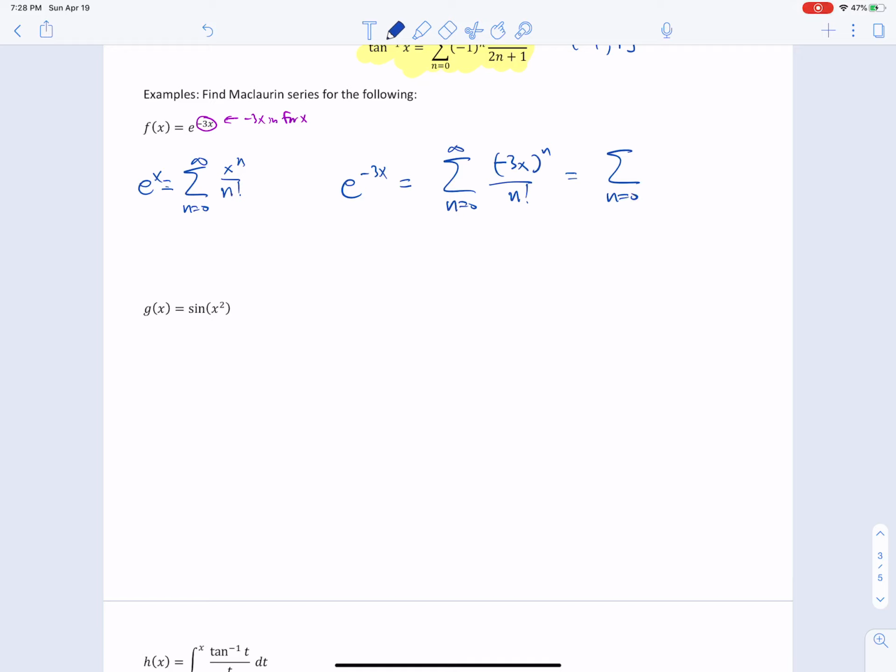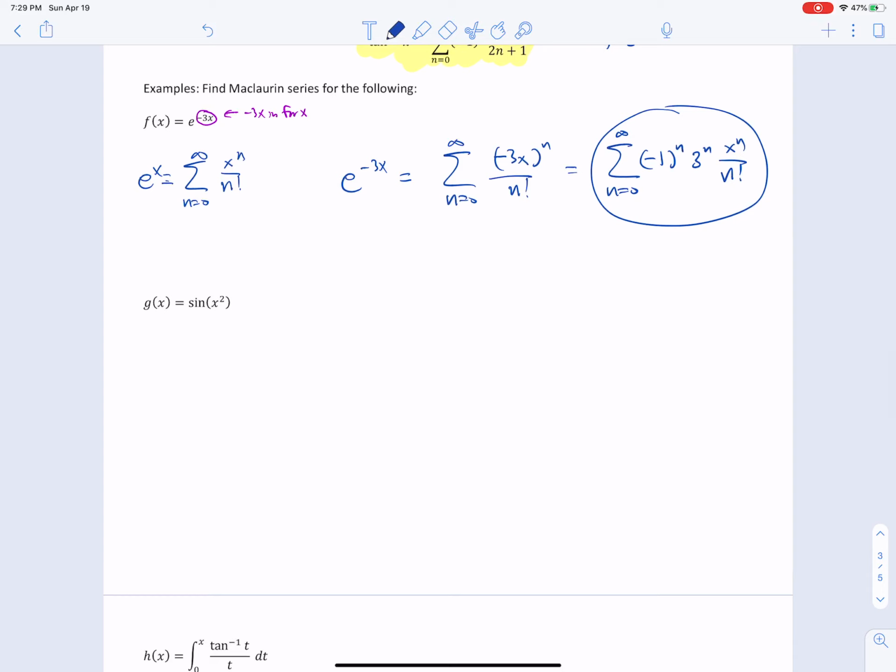And at some level, we could leave it this way, but it's probably a little bit better to write it at least as an alternating series. And I could even pull this 3 to the n out. And so I could write it as summation n equals 0 to infinity, minus 1 to the n, 3 to the n, x to the n over n factorial. And that's it. That's our Maclaurin series.